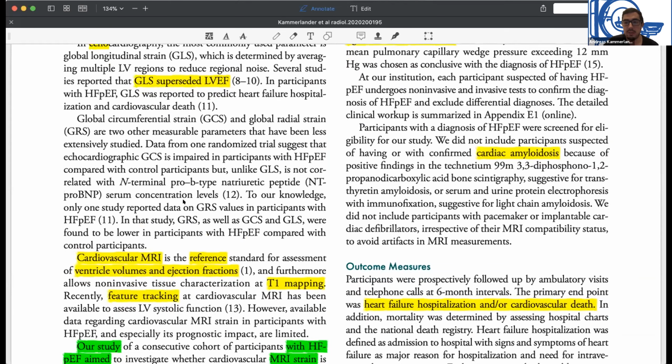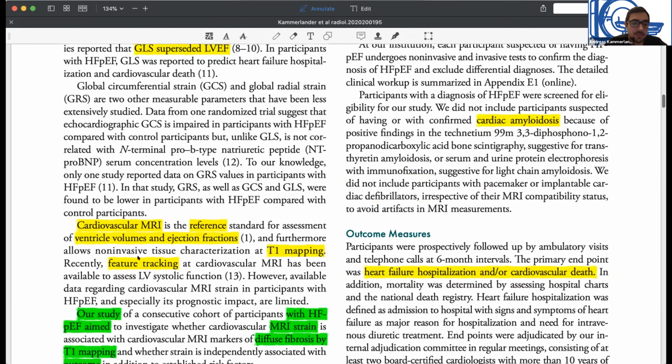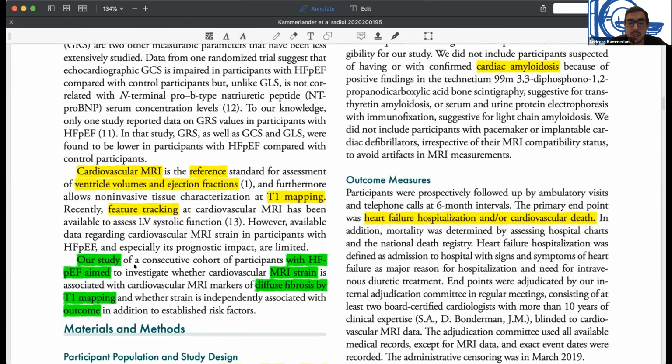So on echo, there's very good evidence that it makes sense to do strain, and it might be better than ejection fraction for evaluation of systolic function. With CMR, it only has been recently that feature tracking has been introduced to provide strain analysis in a very similar way to echo. As you know, CMR is a gold reference for ventricle volumes and ejection fraction assessment. We have this great tool of non-invasive tissue characterization using T1 mapping, which is really unique and cannot be provided by echo. And we have a center where we try to scan all HFpEF patients.